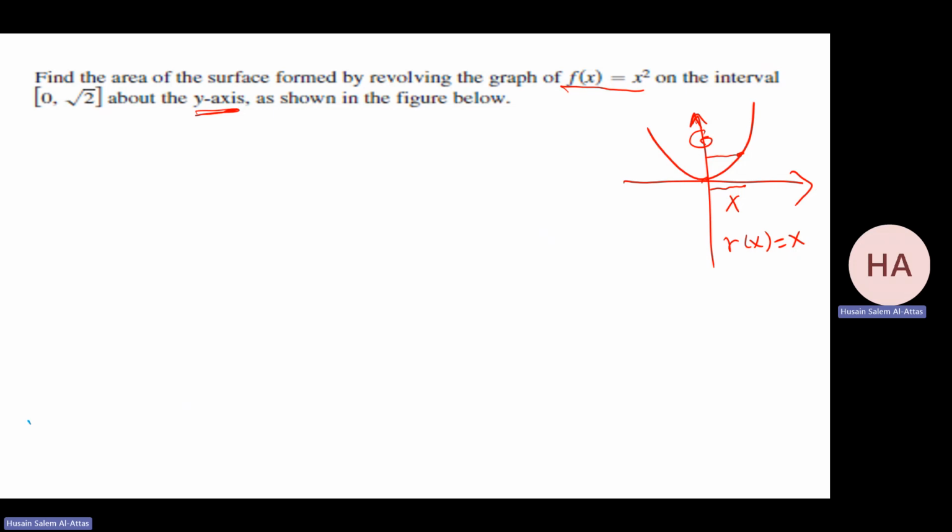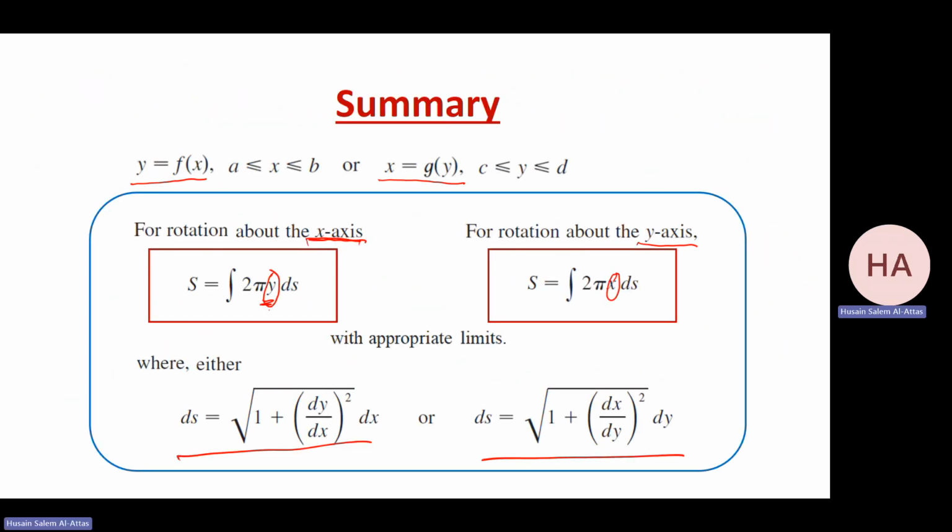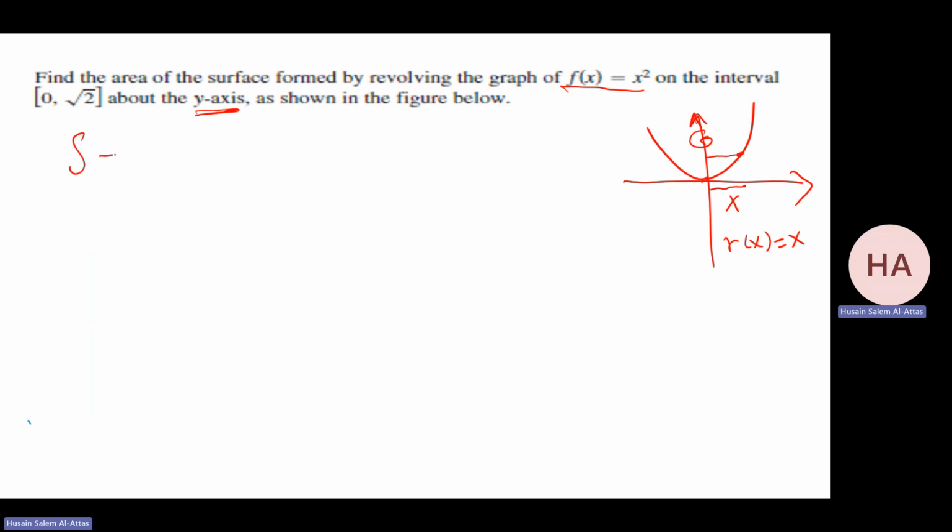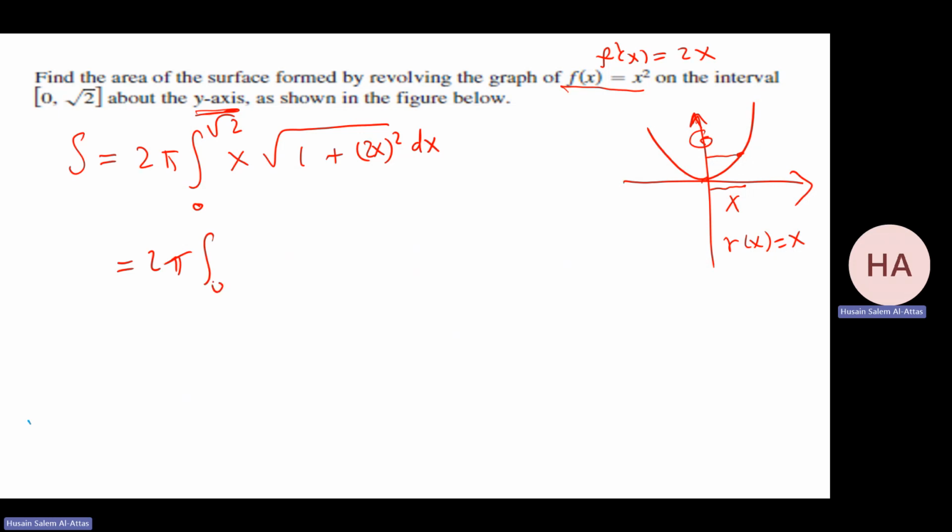As we said here, if you have the function rotated about the x-axis, I will put y. Rotation about the y-axis, I have x. So S will be equal to 2π ∫ from 0 to √2 of r(x), which is x, times √(1 + f′(x)²). What is f prime? It's 2x. So 1 + (2x)², don't forget the square. That will be 2π ∫ from 0 to √2 of x √(1 + 4x²) dx.